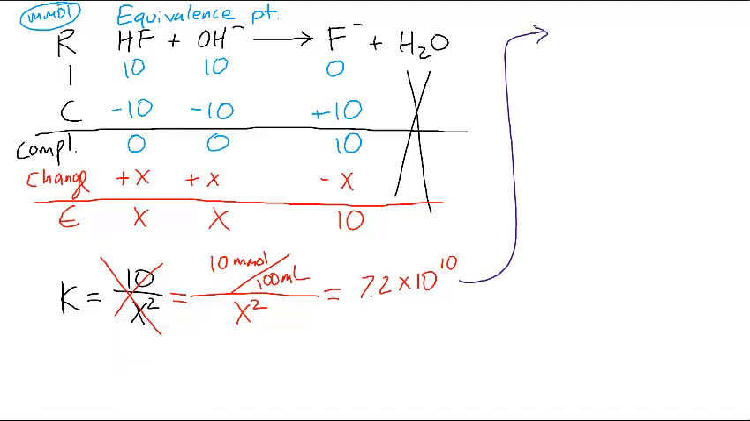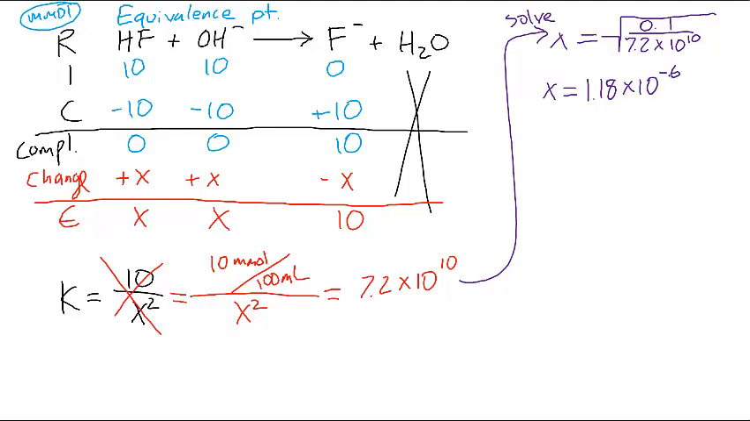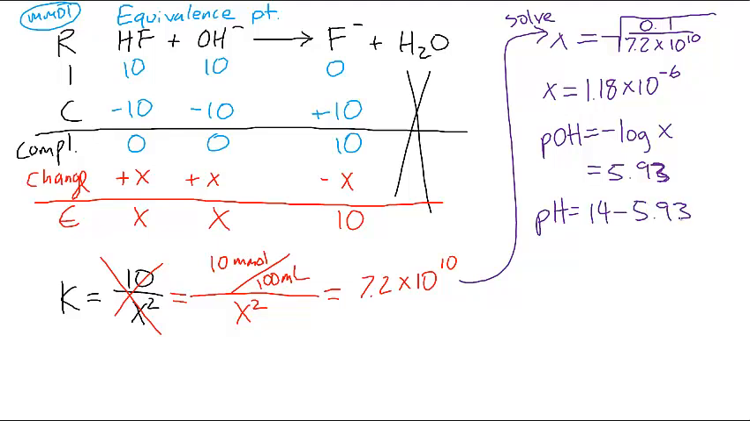So if you solve, all right, 1.18 times 10 to the negative 6th. So the pOH is going to be the negative log of that. All right.